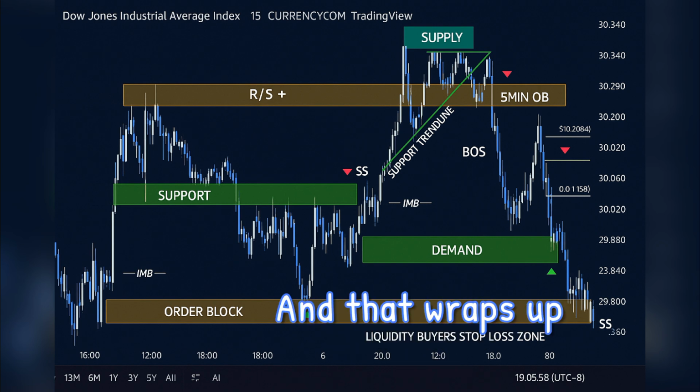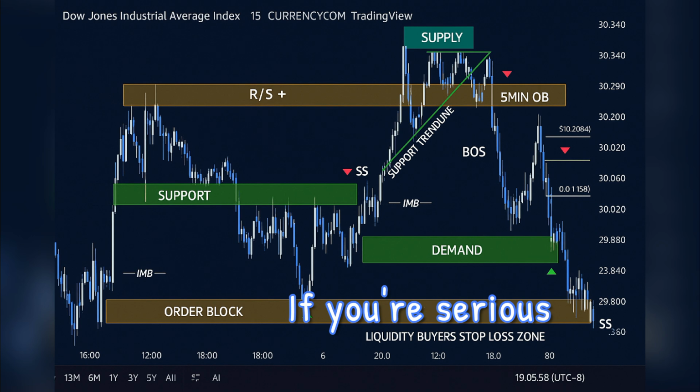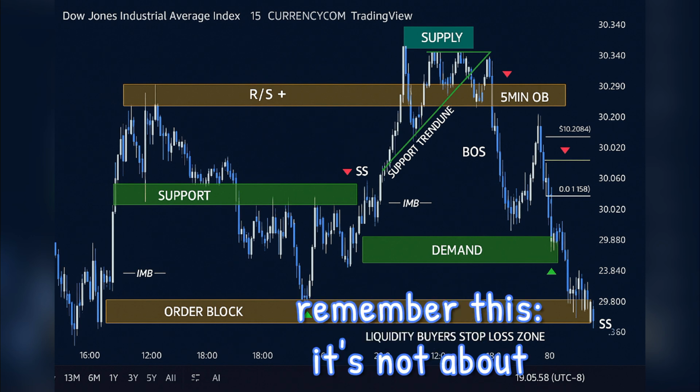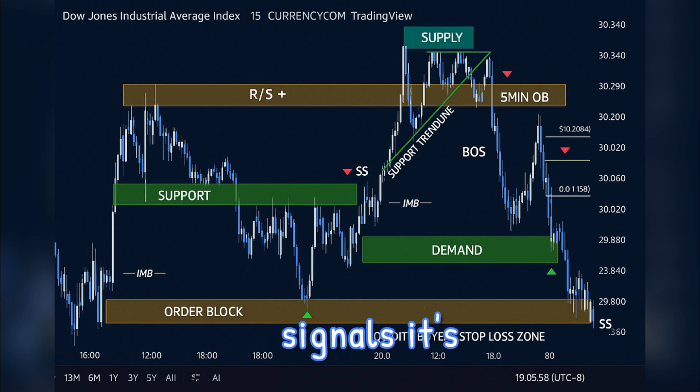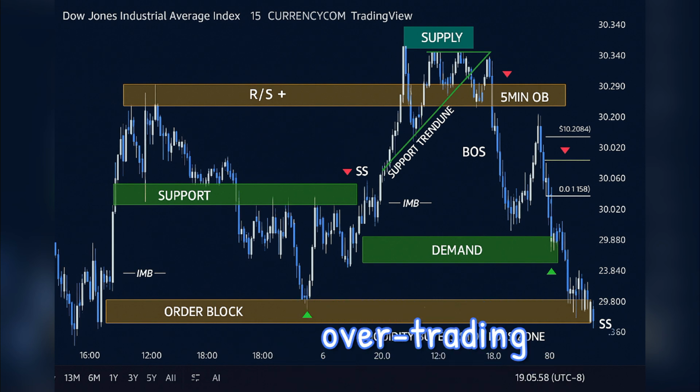And that wraps up our deep dive into the most powerful tools of multi-time frame analysis. If you're serious about leveling up your trading, remember this. It's not about chasing signals. It's about understanding structure, timeframes, and smart money intent. Mastering these tools will help you stop overtrading and start executing like a pro.